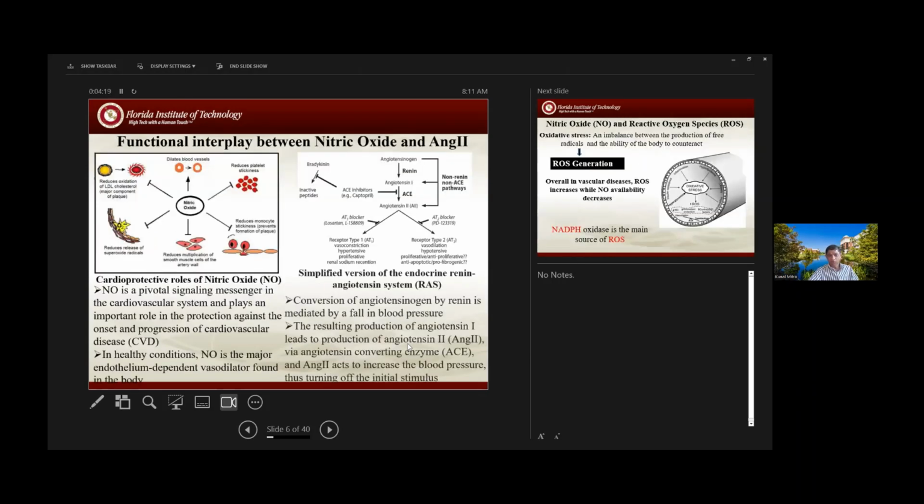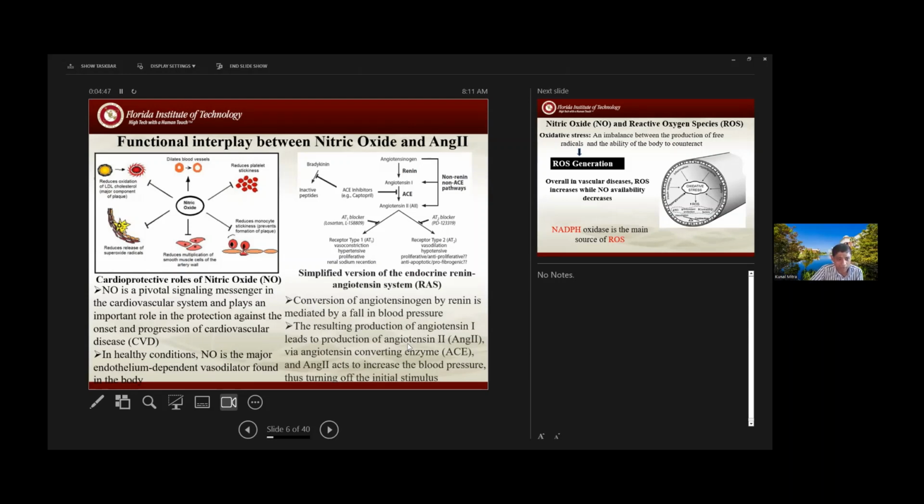I will not go into the detail of cardiovascular disease, as I've been talking more about bioprinting, just giving a little perspective on what we're looking at. One of the components of cardioprotective roles is nitric oxide, because we'll be looking into some of these things. So I will give you a little background. Nitric oxide is a pivotal signal messenger in the cardiovascular system and plays an important role in protection against the onset and progression of cardiovascular disease.